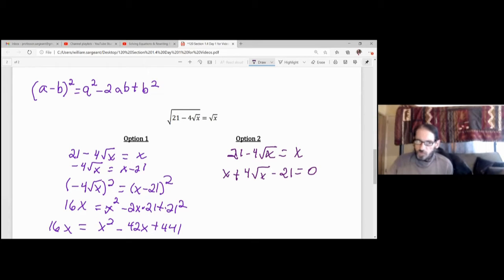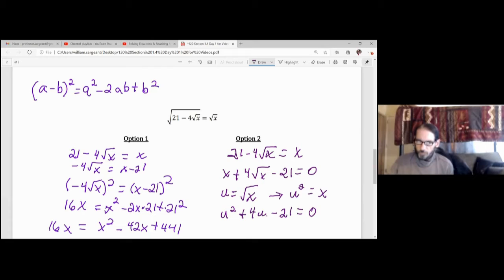Some of you may need to see this with something called u substitution. Use a different variable. If u is equal to the square root of x, then u squared equals x. So we're looking at an equivalent equation. Well, not quite equivalent because the solutions are not exactly the same, but very much related nonetheless.